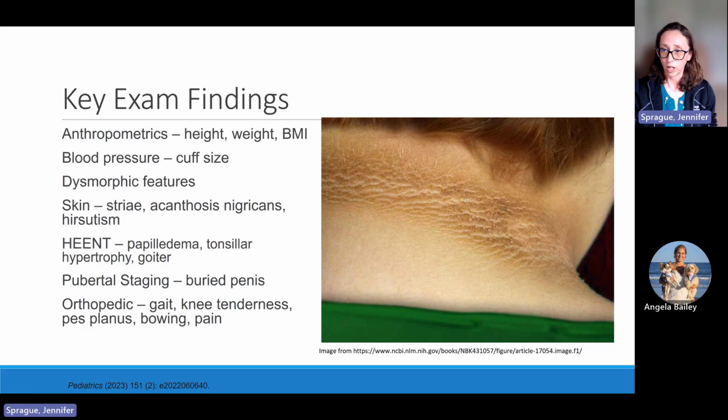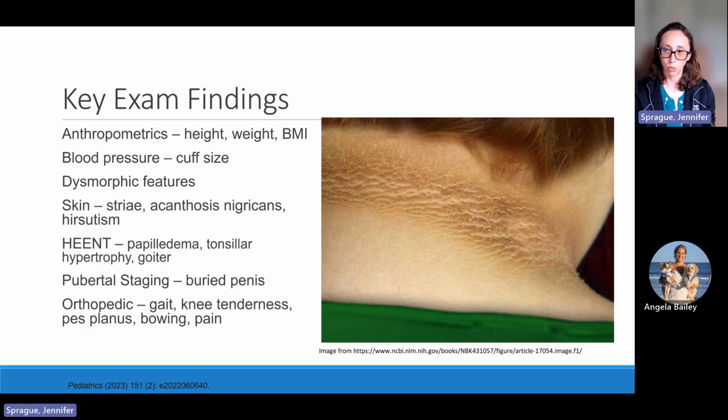Thinking about PCOS risk. HENT exam, think about papilledema. They're at risk for pseudotumor cerebri. Do they have large tonsils? Thinking about obstructive sleep apnea. Do they have a goiter? Pubertal staging is relevant. So puberty increases insulin resistance. Adults actually have lower insulin resistance than pubertal children.